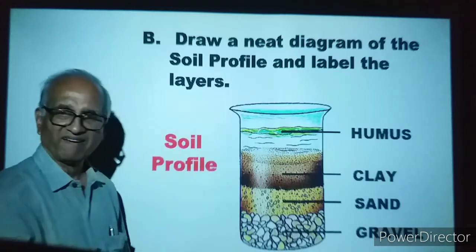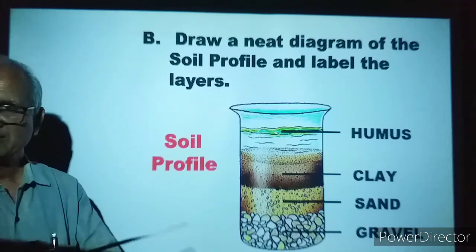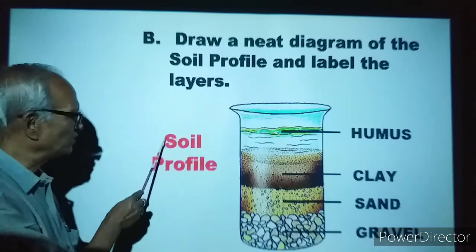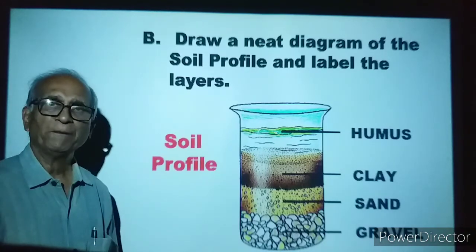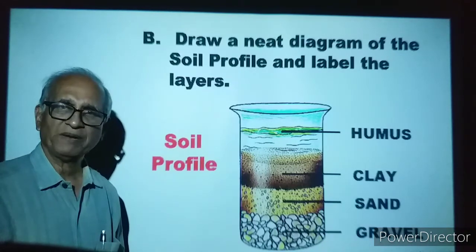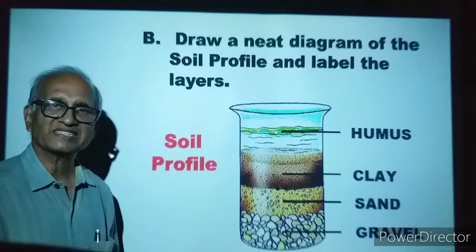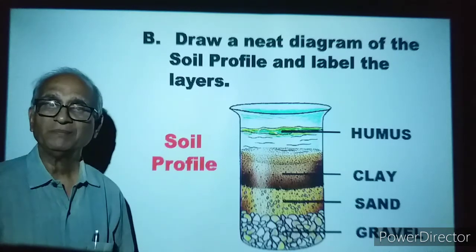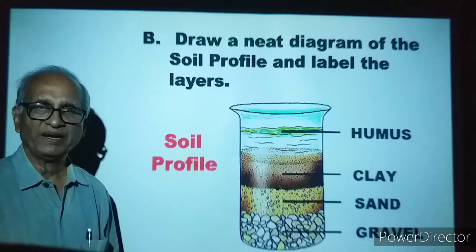This structure of soil which gets fit into layers is what is called soil profile. It explains what soil is. You have to draw the diagram and you have to label.